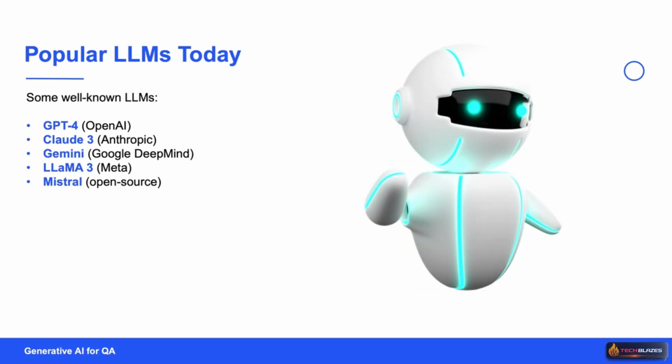There are many large language models on the market today, and each has its own strengths. ChatGPT, based on GPT-4, is probably the most well-known. Claude 3 by Anthropic is known for its reasoning and context retention. Google's Gemini is deeply integrated with search and tools, and Meta's Llama and open-source models like Mistral are used by developers and researchers who want more control. The variety is growing fast, and in QA this opens up more options for automation, documentation, and test data generation.